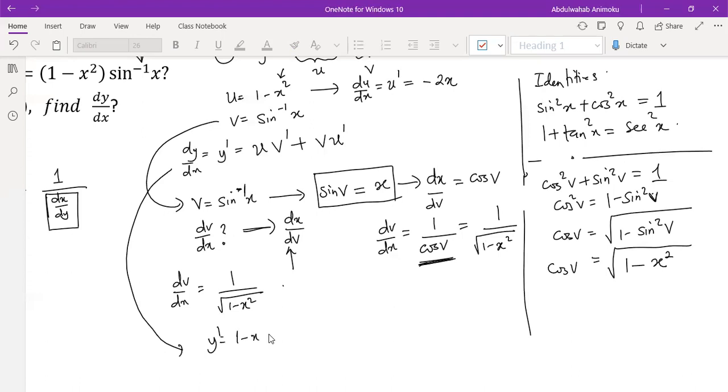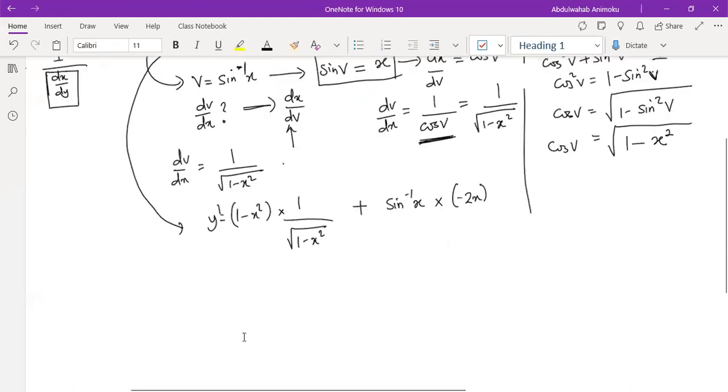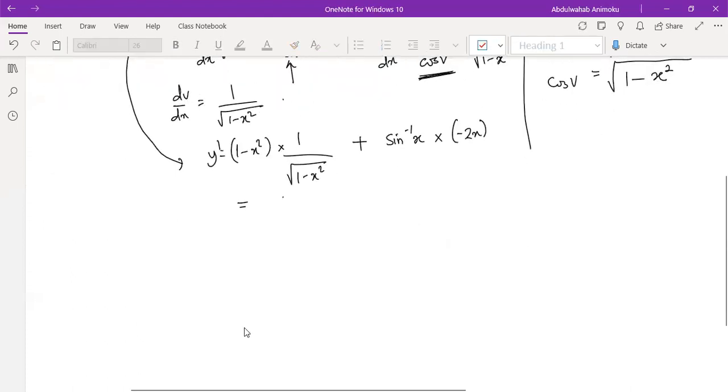U is 1 minus x squared times v prime, which is dv dx, which is times 1 over square root of 1 minus x squared. Can you see how things are coming together? Plus v, what is v? Don't forget your v. Your v is what? Sine inverse of x multiplied by u prime, which is just minus 2x. Okay, so you can basically simplify this now. 1 minus x squared over square root of 1 minus x squared plus minus 2x sine inverse of x.